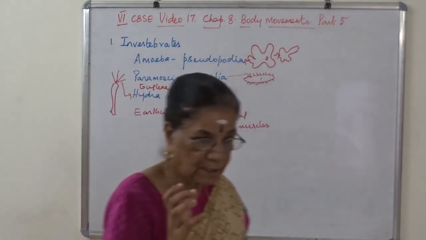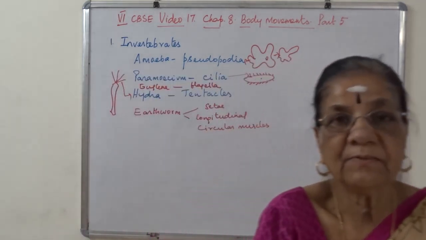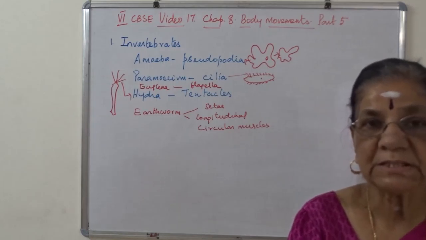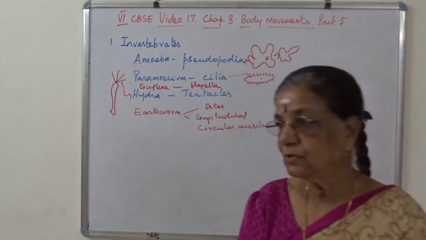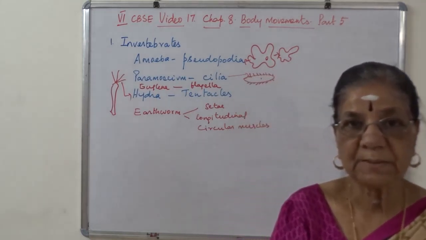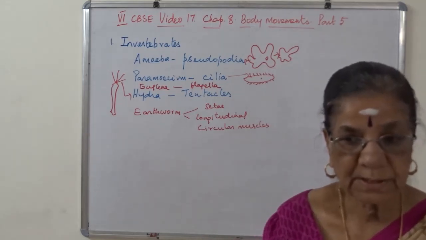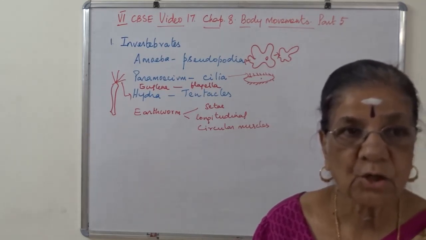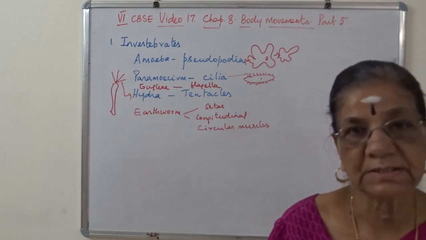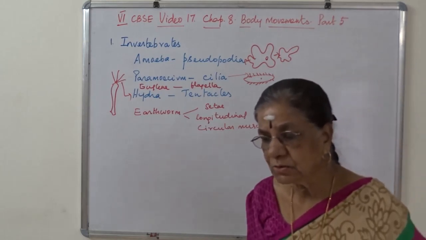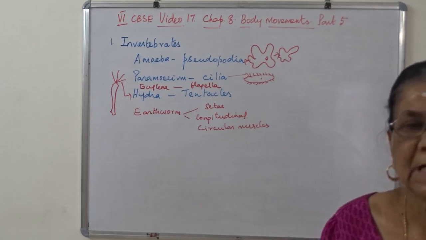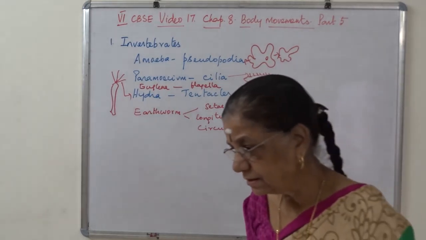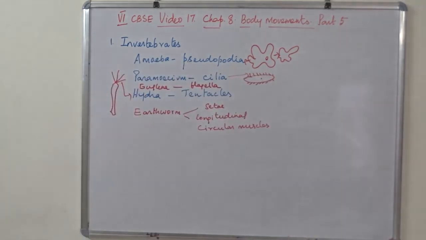What do we know? The earthworm has body segmentation. We say earthworm shows metamerism. Every segment has a set of internal organs. And there is no special skeleton as such. So segmentation alone is present in the body of the earthworm. I hope you are listening.